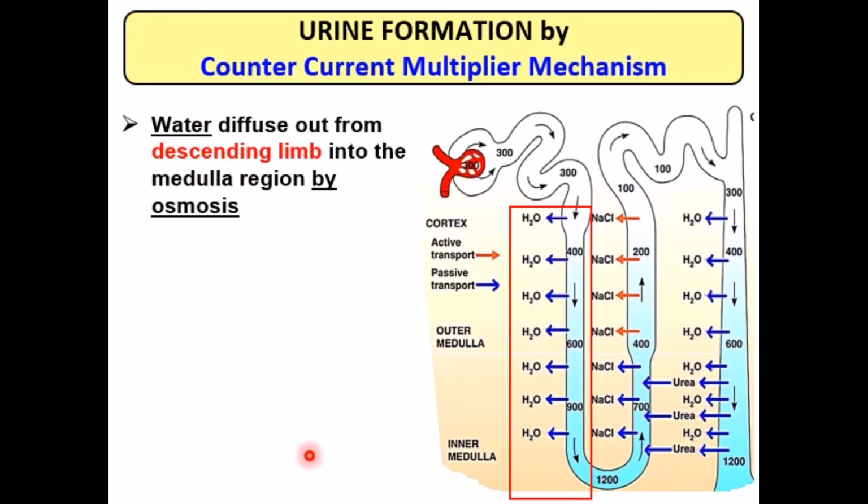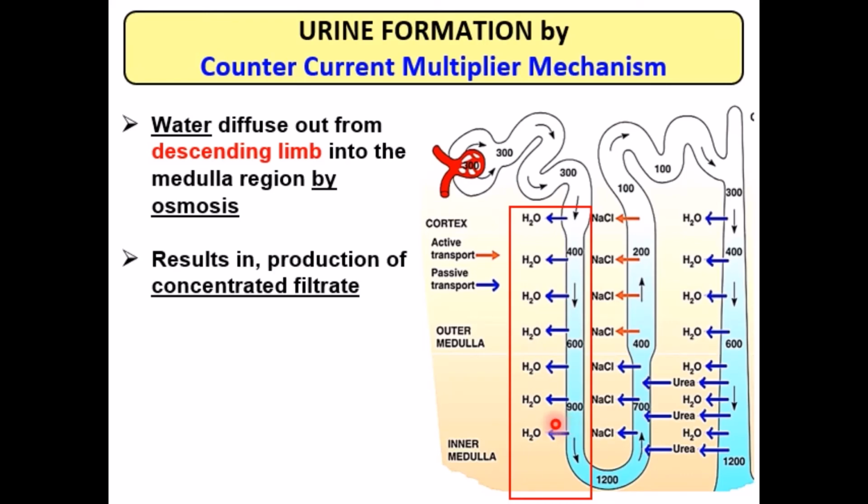In this mechanism, water diffuses out from the descending limb into the medullary region by osmosis. This is due to the permeability of the descending limb to water and results in production of concentrated filtrate. As we can see here, the number of the filtrate starts from 300 and becomes progressively higher until 1200, which is the most concentrated filtrate.